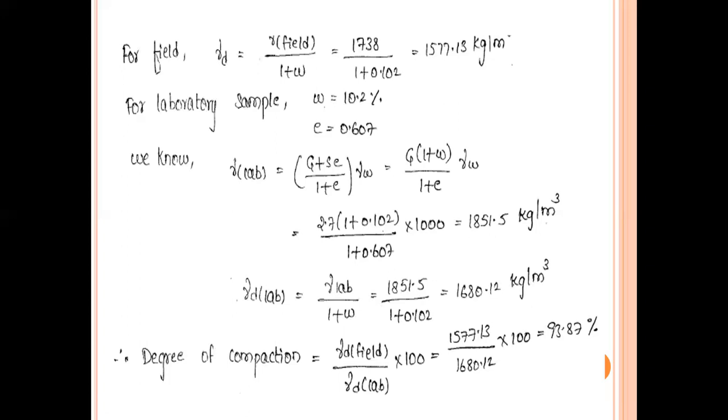Next we find out the degree of compaction. Here degree of compaction equal to gamma D in field, means dry density in field, divided by gamma D in lab, dry density in lab, multiplied with 100. So first one is the gamma D in field, 1577.13, and gamma D in lab 1680. So both values substitute, gamma D field and gamma D lab, multiply with 100, that is equal to 93.87 percentage. It is the degree of compaction.